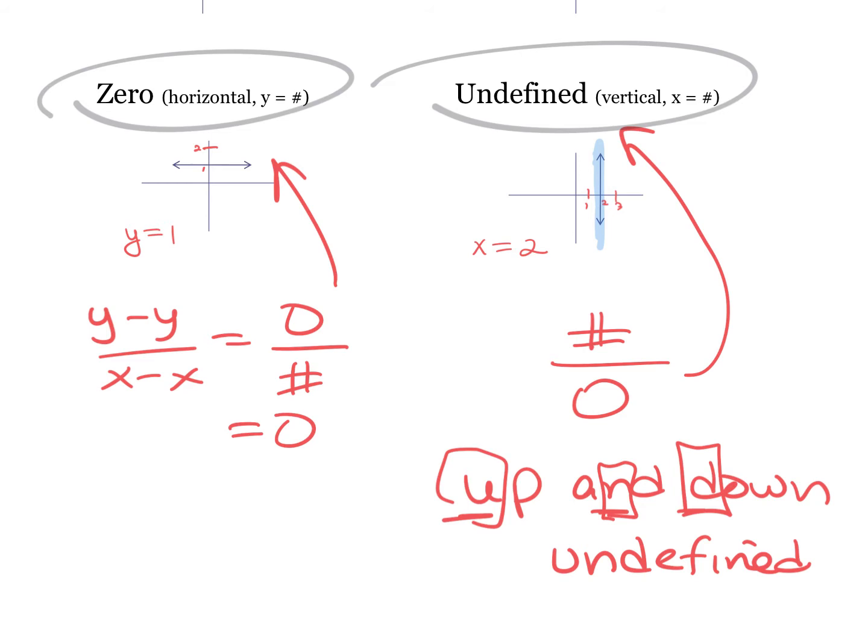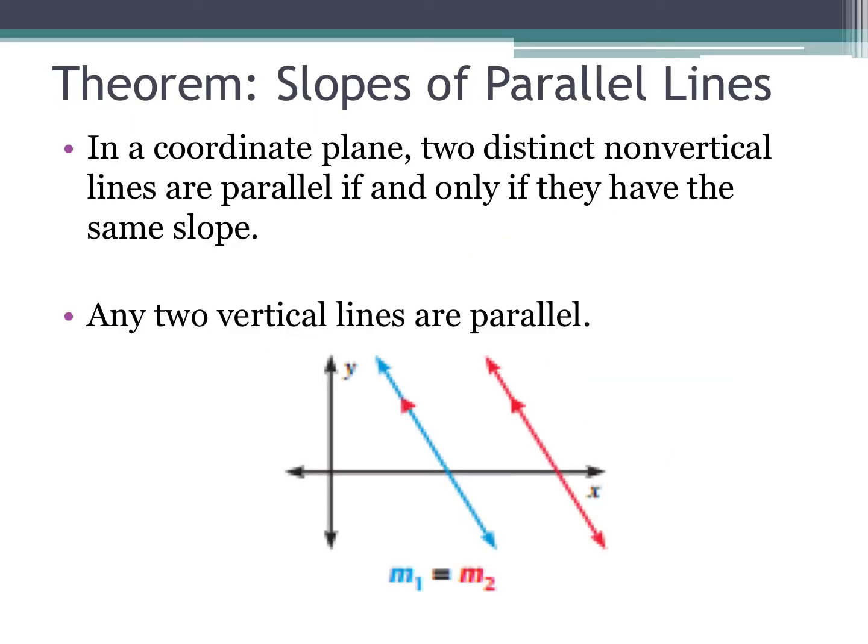Now, the reason why we're covering slope is because our first theorem is the slope of parallel lines, and parallel lines have the same slope. So in a coordinate plane, two distinct non-vertical lines are parallel if and only if they have the same slope. So I might give you 4 ordered pairs, and I'm going to ask you to calculate the slope of the two together to see if you get the same number from the slope formula. If you do, then you tell me the lines are parallel. So when the slopes are the same, the lines are parallel.